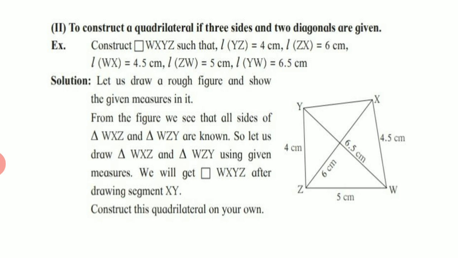From the figure, we see that all sides of triangles WXZ and WZY are known. So let us draw triangle WXZ and WZY using given measures. We will get a rectangle WXYZ after drawing segment XY. Construct this quadrilateral on your own.